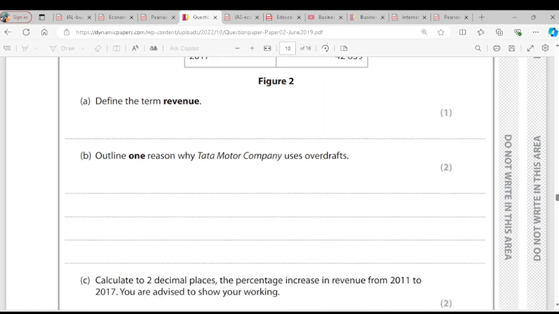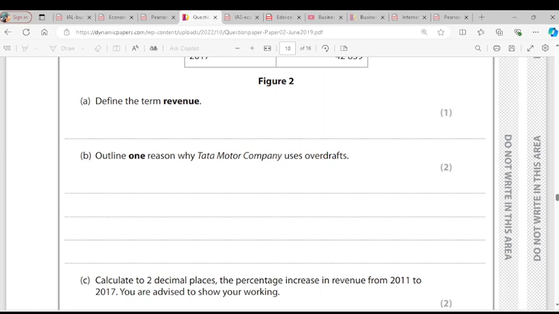Question 2. Outline one reason why Tata Motor Company uses overdraft. An overdraft is a credit facility that allows a bank customer to withdraw more than its available credit balance. So you have 500 in the bank account, and if you are able to withdraw 550 dinars, for example, that extra 50 dinars is an overdraft. So overdraft is a short-term loan, a short-term finance.